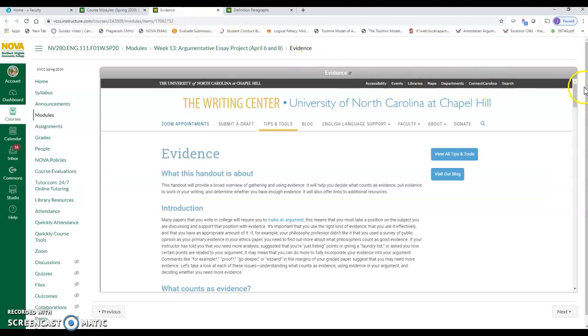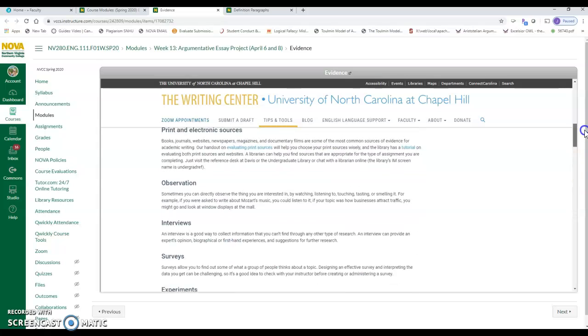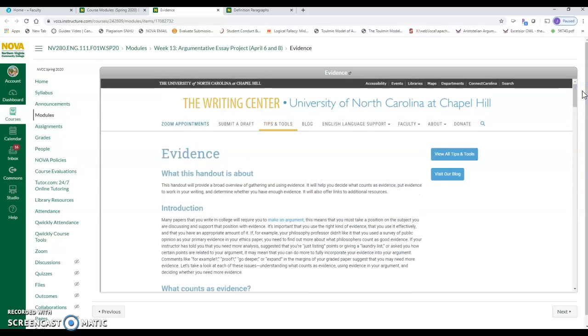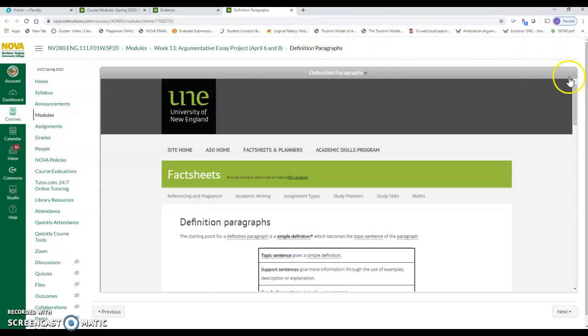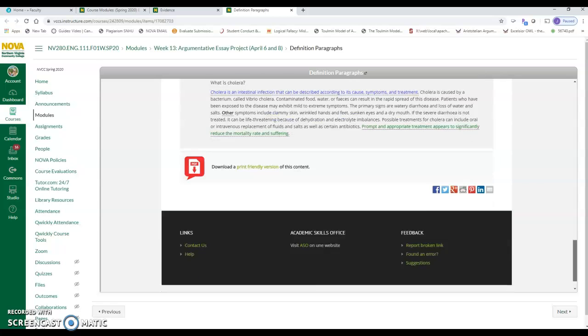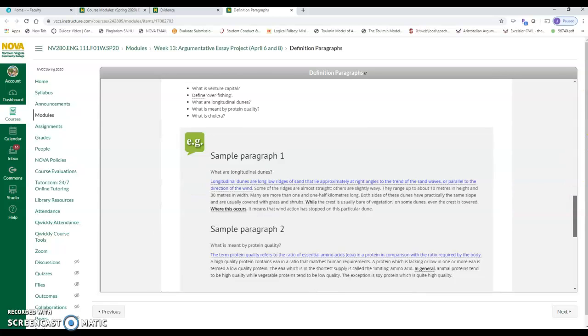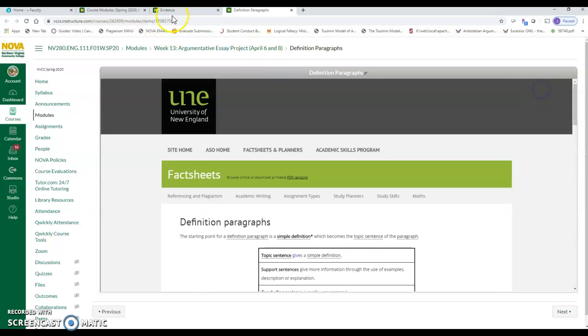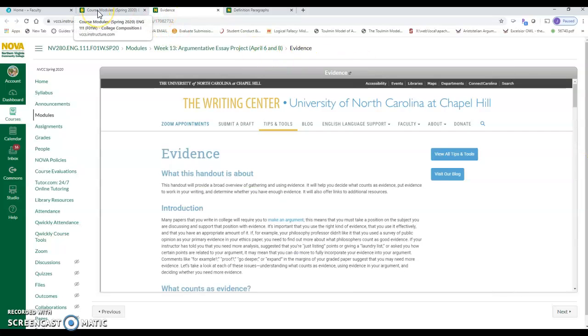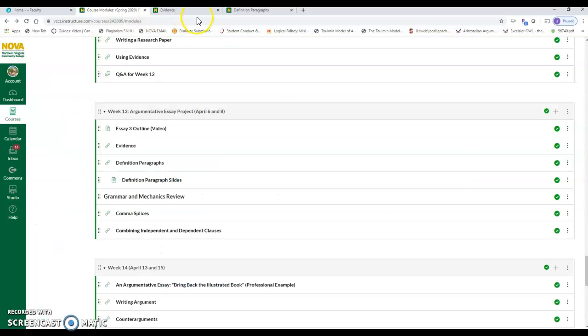So you've got a quick reading on evidence from the University of North Carolina at Chapel Hill. It just gives you thoughts and ideas about, you're going to be grabbing lots of evidence from your annotated bib and the research that you're doing. And this is a reminder that we're going to be using that information. Now, the University of New England has a super short, look how short that is, discussion about definition paragraphs. Okay, and then you'll see my slides with the examples. You can skip through the illustration on the slides because you've already seen that and just go directly to the definition. It's only 2 different slides.